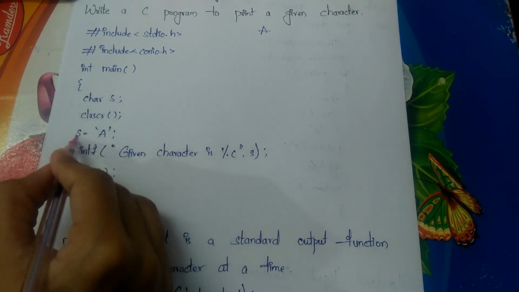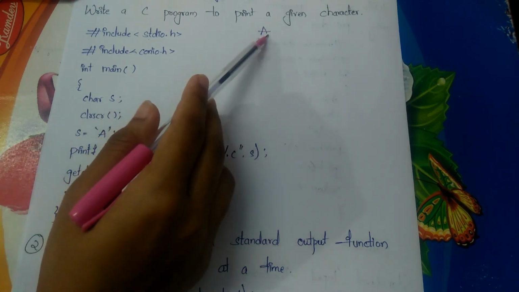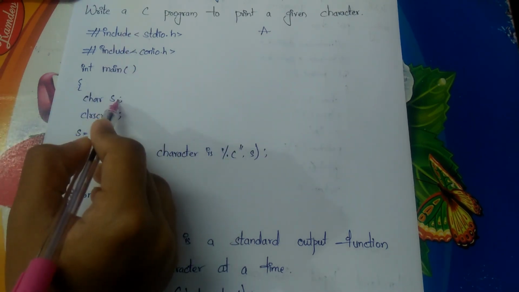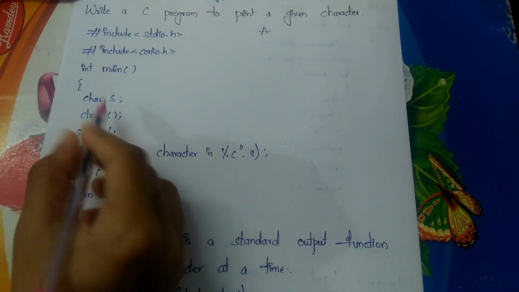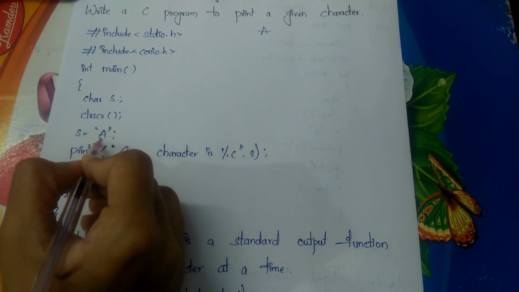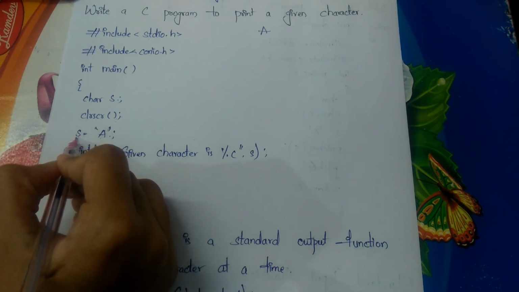Now s is equal to, within the single quotes I am writing a, because I want to print the letter a on the output screen. So this is a declaration, and this is an initialization. So character s, and s is equal to, within the single quote, I want to print a. So this a is assigned to the variable s.